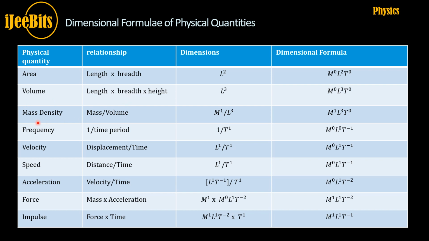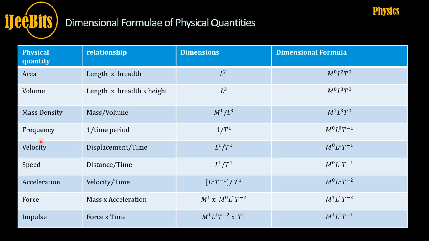Let's look at the next one, mass density. Mass by volume is nothing but mass density. Mass is a physical quantity with dimension M, so M to the power of 1 is what you represent. The volume we just saw is L3, so M by L3, also written as M L power minus 3, right? I think there is a typo here, we have to correct it.